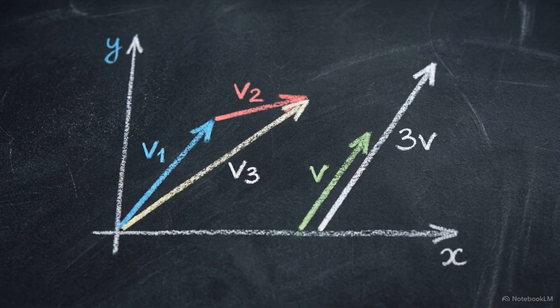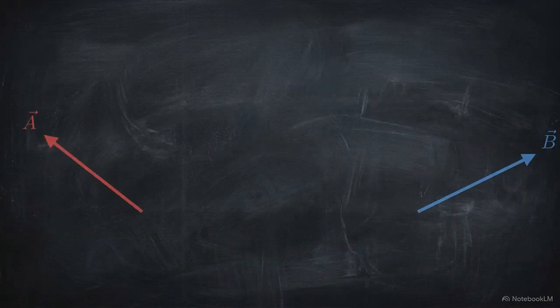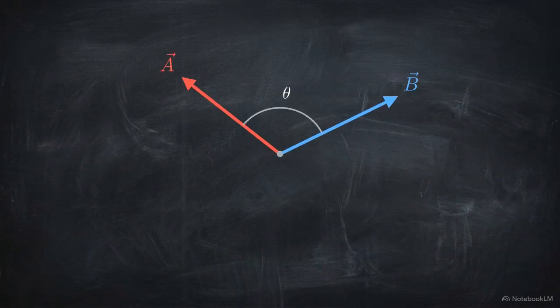But scaling or adding vectors element-wise leaves a critical gap in our toolset. These basic operations cannot calculate how two distinct forces physically interact with one another when they meet in shared space.